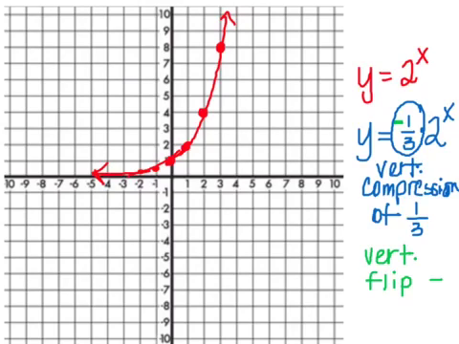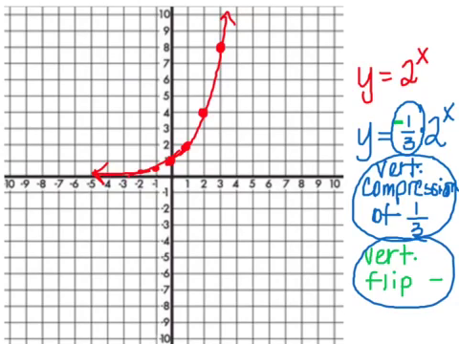And what the 1/3 represents and what the negative represents are two different transformations. The 1/3 is a vertical compression of 1/3, which means it's going to be smashed from top to bottom. And then a vertical flip is what the negative represents, and that it will be flipped over the x-axis, or reflected over the x-axis. So let's do those two transformations one at a time.